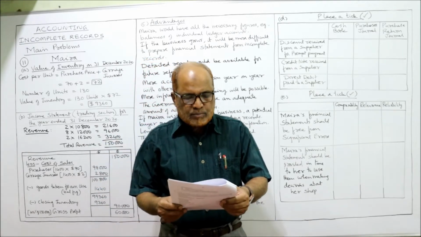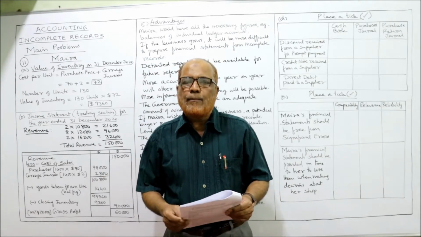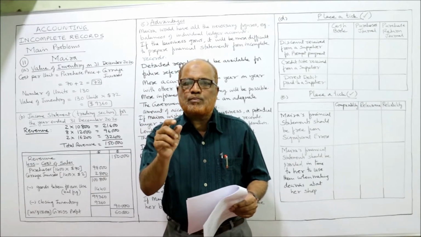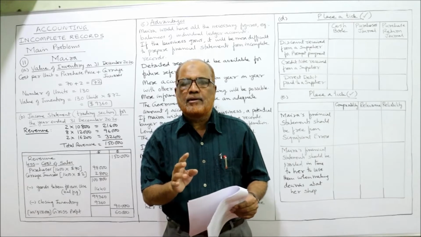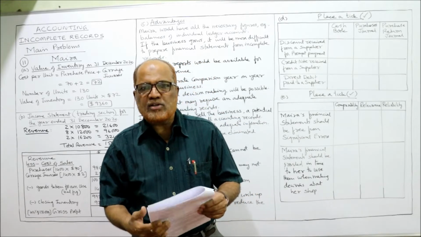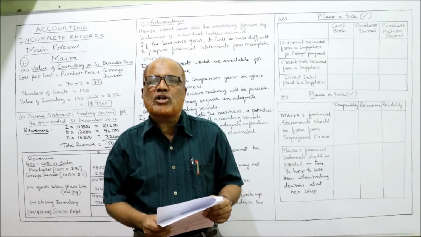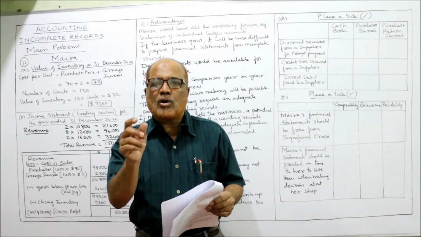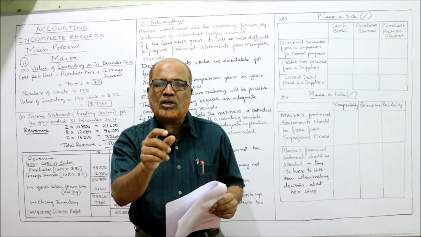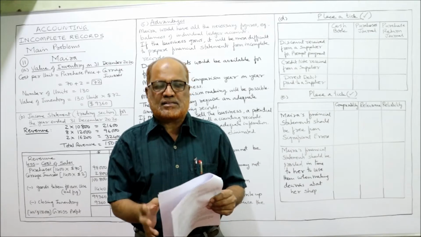The gross profit margin means the percentage of gross profit on sales. Here gross margin is given as 40%. That means gross profit is 40% of sales.